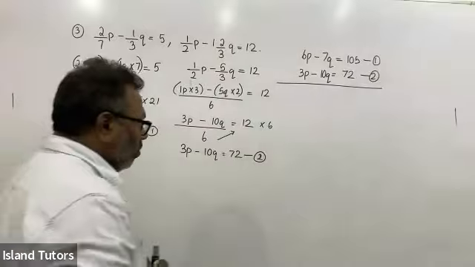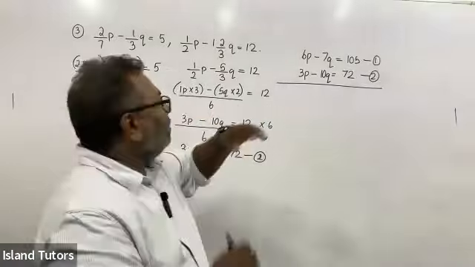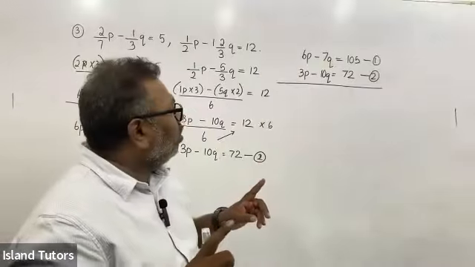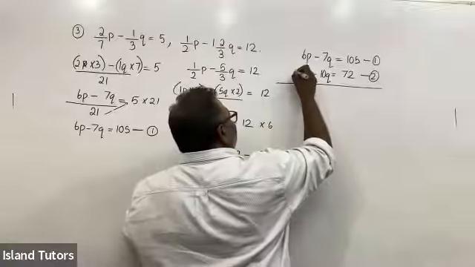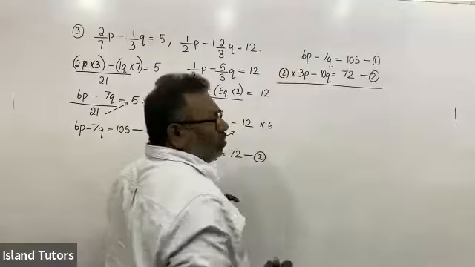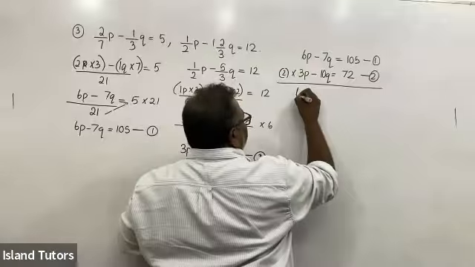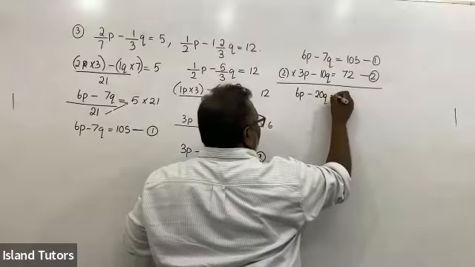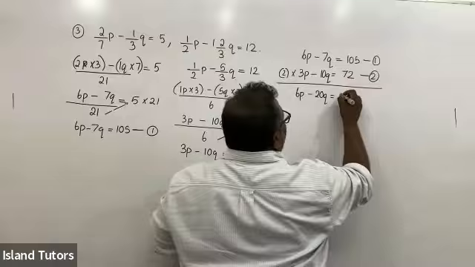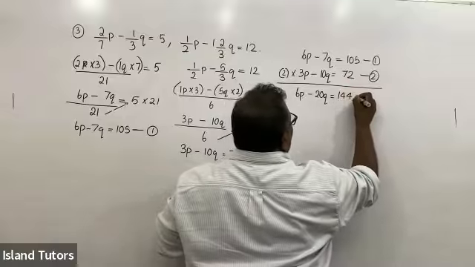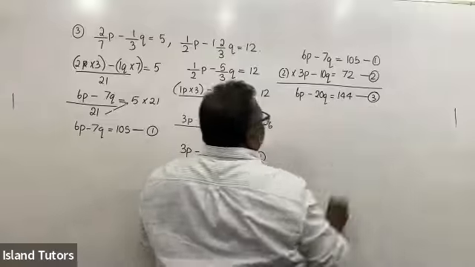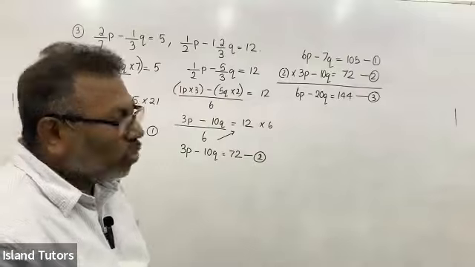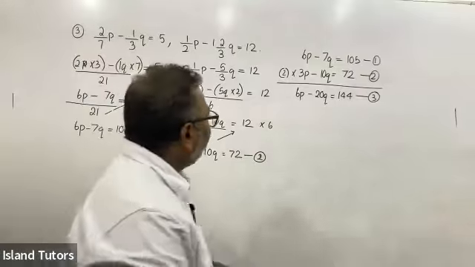Okay, right. Now, look for same coefficients. 6p, 3p, easy to make 6 as your common coefficient. So you need to multiply this whole thing by 2. So 2 into 3p, 6p. 2 into minus 10q, 20q. 2 into 72, 144, which is your third equation. Yeah, 6p minus 20q is equal to 144.